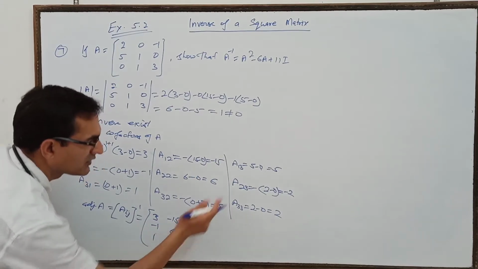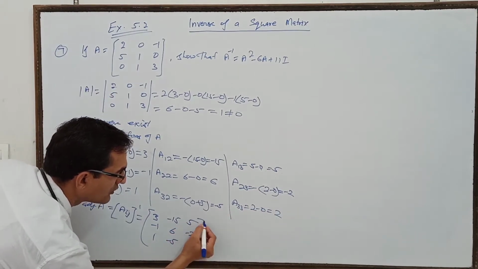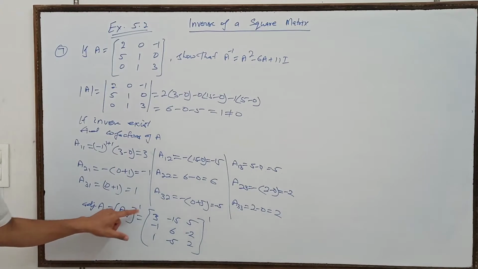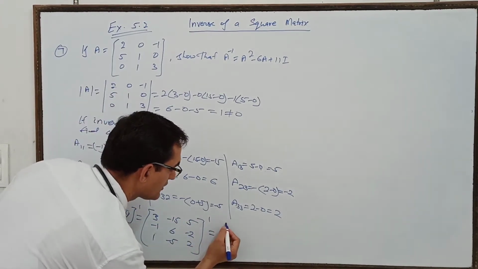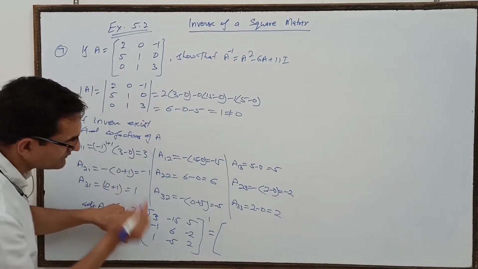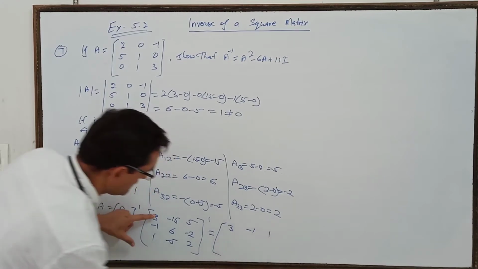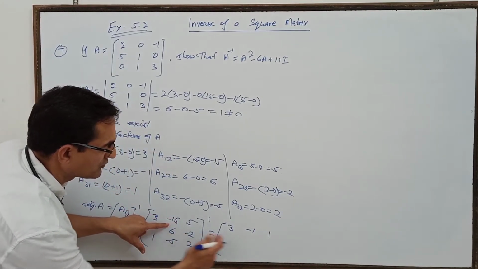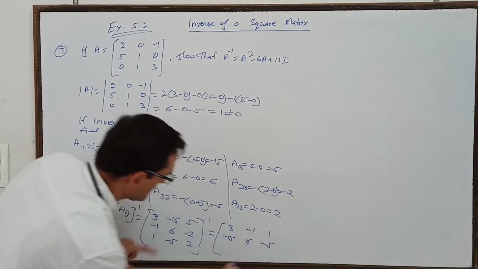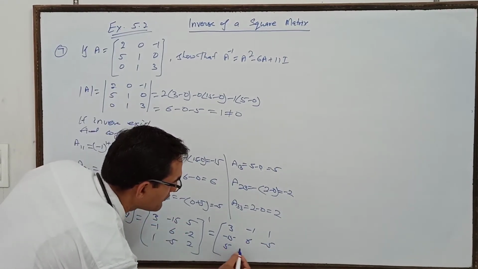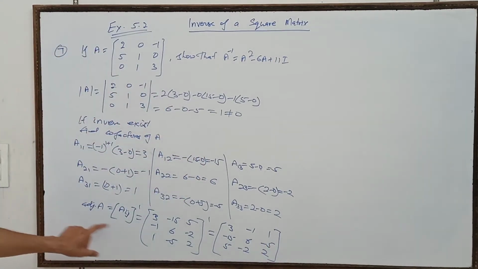6 minus 5, 5 minus 2 and 2, and its transpose. Transpose means we have to interchange the rows and columns. So 3 minus 1 1. Change this column to second row: minus 15, 6 minus 5, 5 minus 2 and 2. Is it clear? This is the adjoint of A.